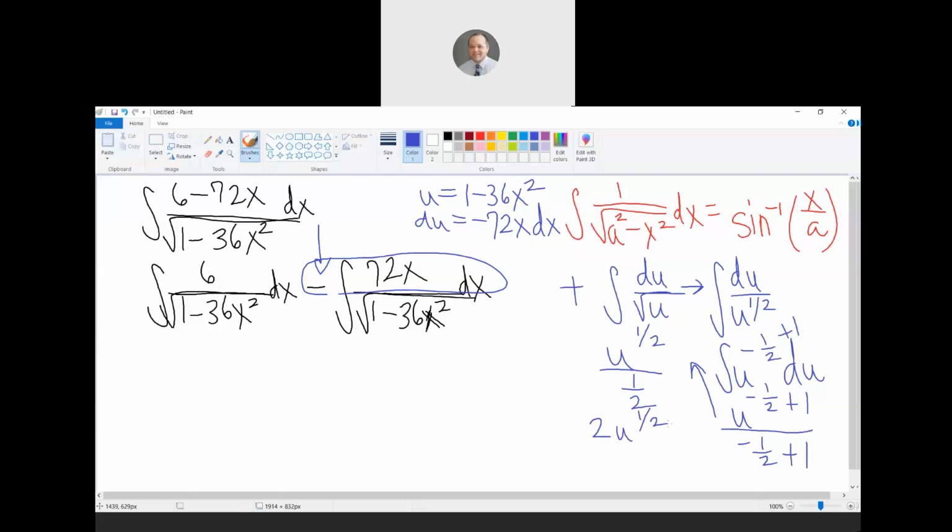And the last step is just back substitute what u originally was. So we now have, and changing this back to a radical as well, 2 times the square root of 1 minus 36x squared. So that's part of our answer. Uh-oh, I forgot the plus c, excuse me.